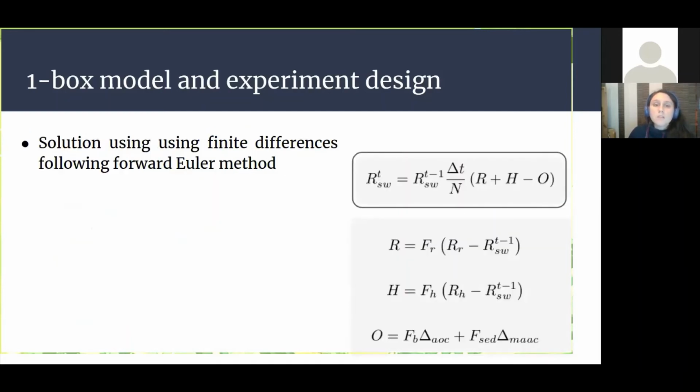And so for the solution of the model, we did some tests using the analytical solution of the equation, because you can find it. But we just prefer to use the finite difference solution using the Euler method, because as we ran a lot of experiments in a lot of scenarios, it was much easier to implement and was much faster as well.